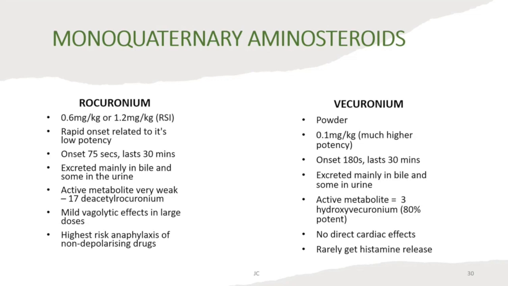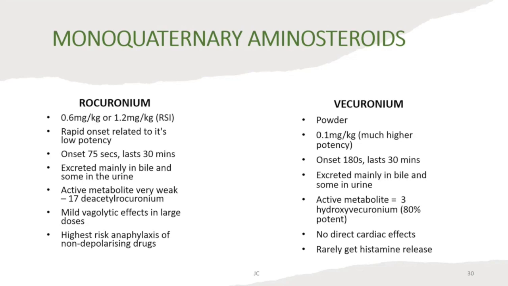Vecuronium is a powder that needs to be reconstituted. It's much higher potency than rocuronium, with its intubating dose at 0.1 mg per kg. And the result of this being, despite it being much more potent, its onset is much later, at 180 seconds, for the reasons that I explained.